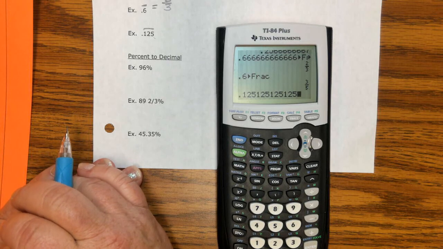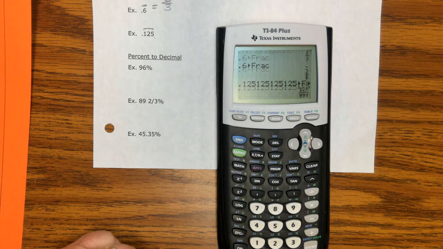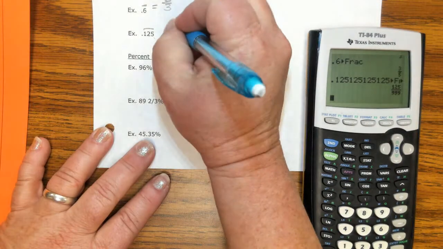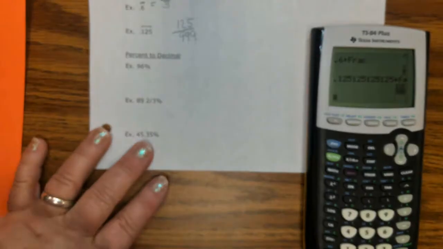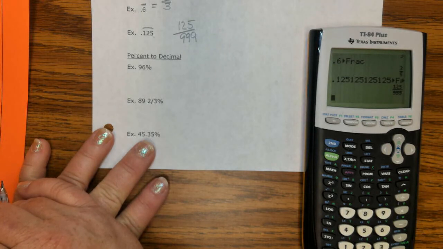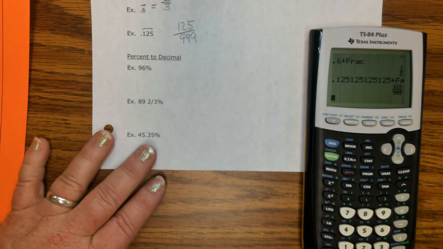So once you do that, all it is hit math, enter, enter. And what do you get? 125/999. Okay? What did you get? I got 125/999. 999? Mm-hmm. Okay. All right.